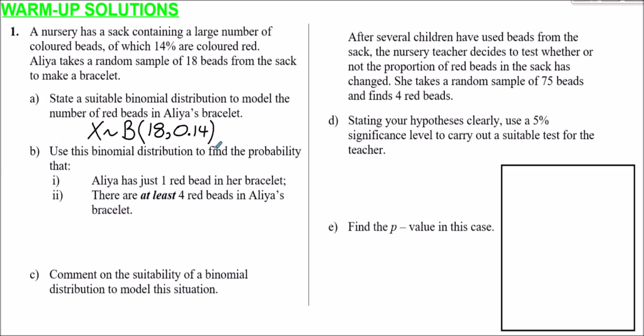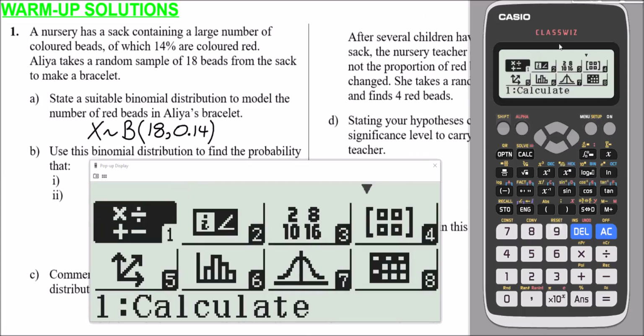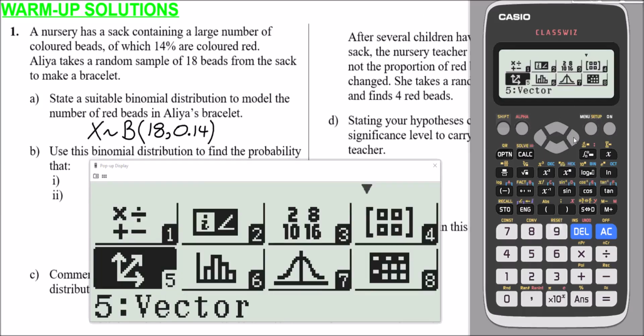Part B, we're now going to use this model to calculate probabilities. So B part 1, we're going to calculate, using this model, the probability that Alia has just picked one red bead in her bracelet. So what we're going to do, we're going to get the calculator up and ready. Different calculators will do this in different ways. The Casio ClassWiz, this version is my personal favourite.